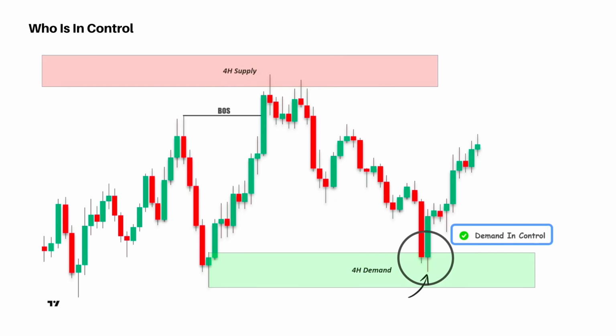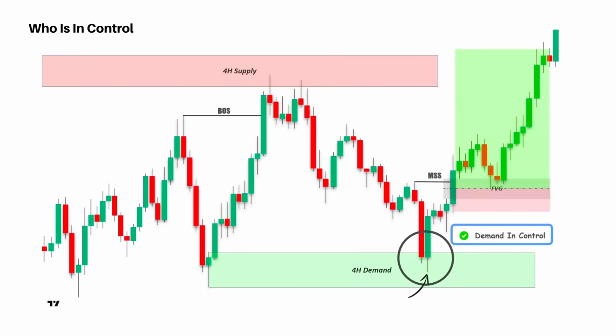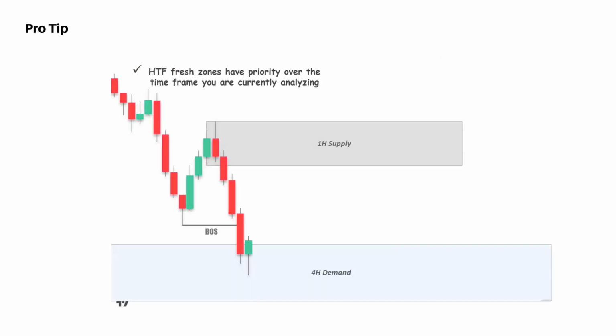At that point, demand takes control and we should stop looking for sell setups, even if what looks like a perfect short entry appears on the lower time frame. So identifying who is in control always depends on how price reacts to fresh, unmitigated supply and demand zones.